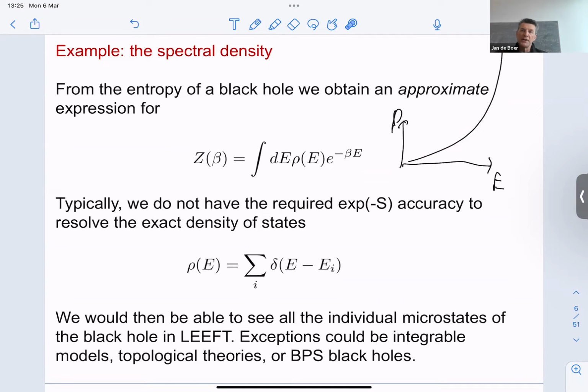So you could take the sum over delta functions, and you could say integrate it against a narrow Gaussian or something, and that would smear out all those delta functions, and that would produce a curve which is more in line with this. So the gravitational computation gives us UV information, it gives us high energy information, but it only gives us coarse-grained high energy information. It gives us a smoothed out version of this density of states.